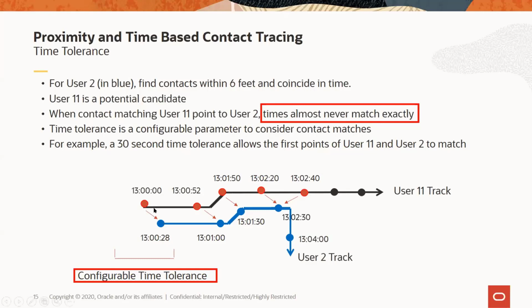So now we have 2 points here. They're within 30 seconds of each other and within proximity. So these two would be considered a match. These two are considered a match. These two as well. These two also considered a match. And then the 2 users start going their own way and there's no more matches.